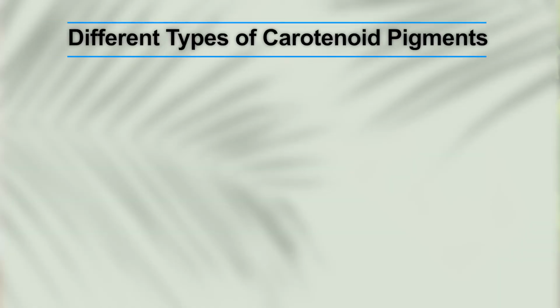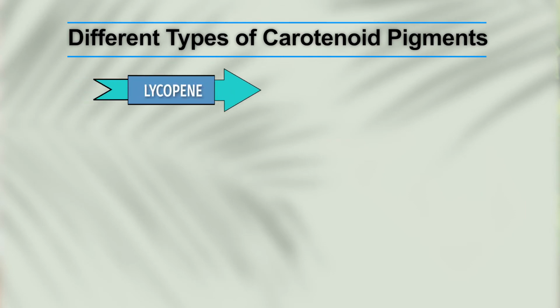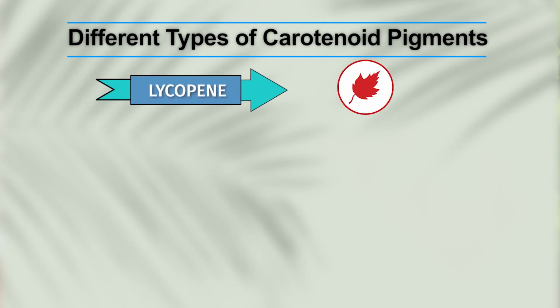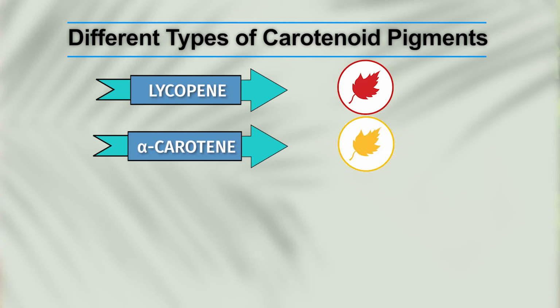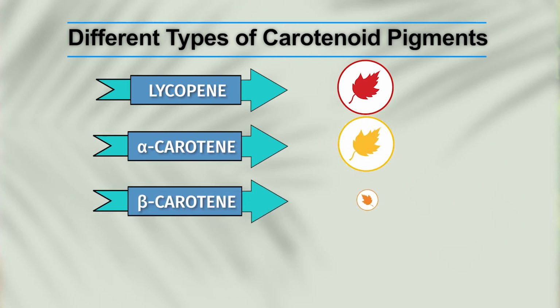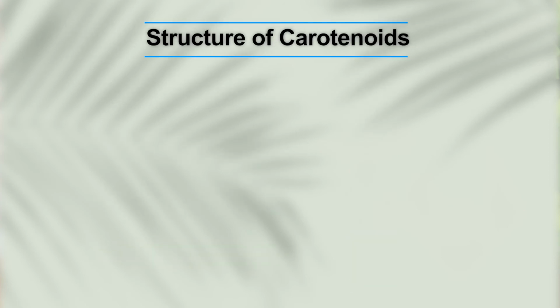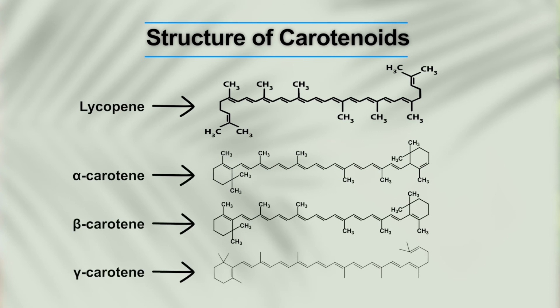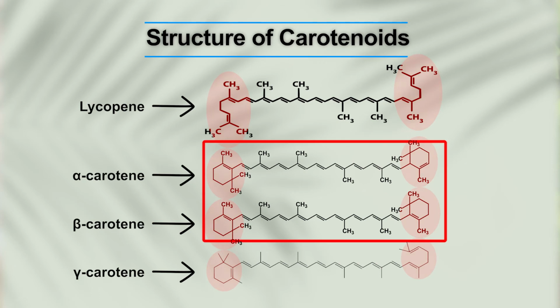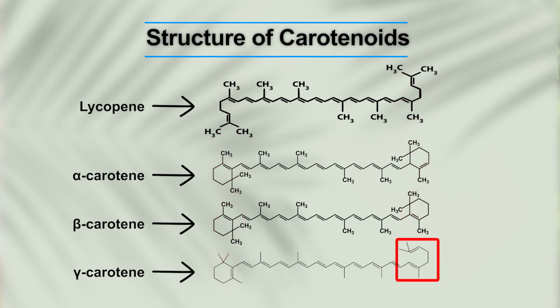Let us talk about the different types of carotenoids. Carotenoids can be lycopene, which is red in color, alpha carotene, which is yellow in color, beta carotene, which is orange, and gamma carotene, which is red-orange in color. And carotenoids also have a long chain with two hexagonal rings at the two terminal ends, and more or less the pattern is the same for alpha and beta carotene. Only for gamma carotene, one of the rings is open.